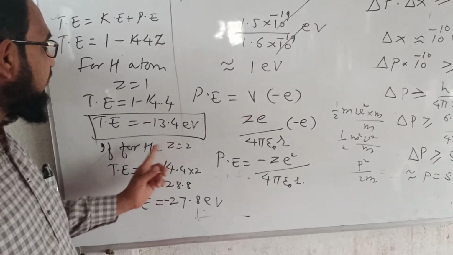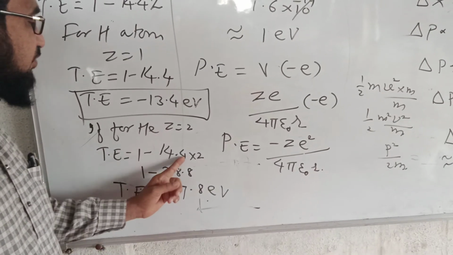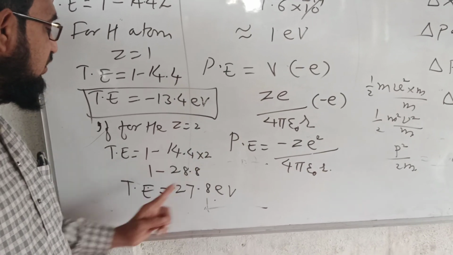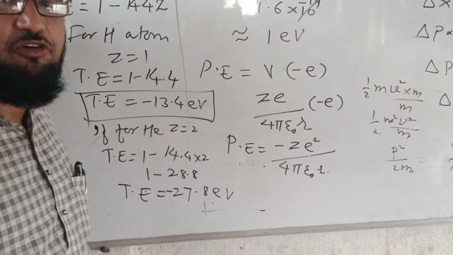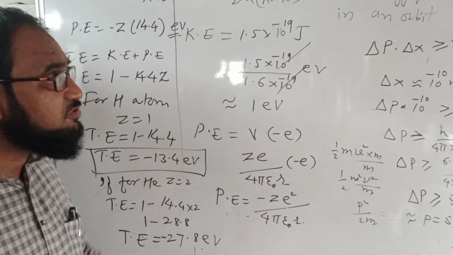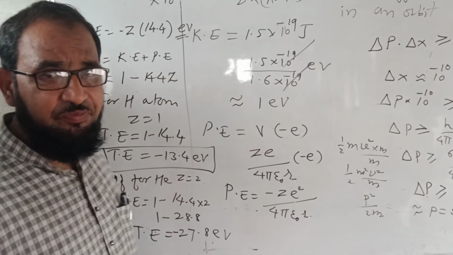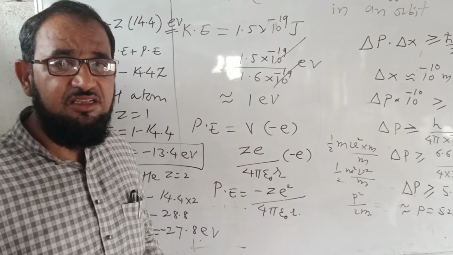Similarly, we can calculate for the helium atom. Put here Z equal to 2. So 1 minus 14.4 into 2 comes out to be 1 minus 28.8, about minus 27.8 electron volt for the helium atom, the total energy of the electron. So using Heisenberg's principle, we have calculated the total energy of the electron in an atom.